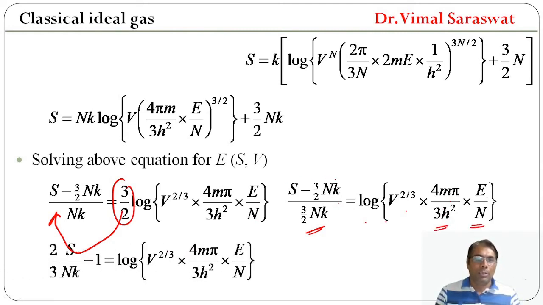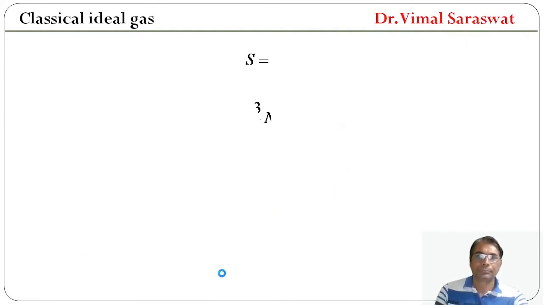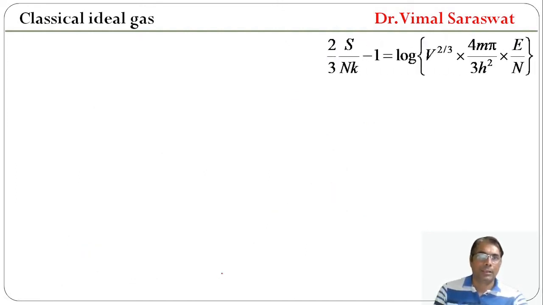Now this will be equal to S/(3/2 Nk) minus 1. So S/(3/2 Nk) is equal to 2/3 S/Nk. So 2/3 S/Nk minus 1 will be equal to log of V^(2/3)·(4πm/3h²)·(e/N). Now 2/3 S/Nk minus 1 is this one.